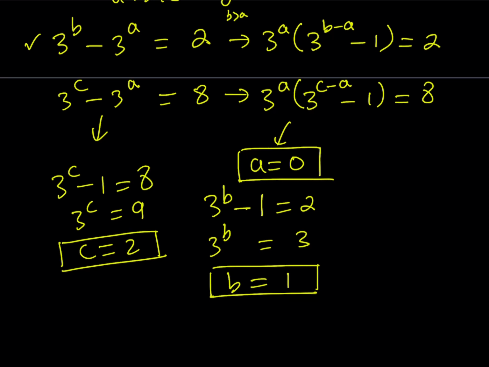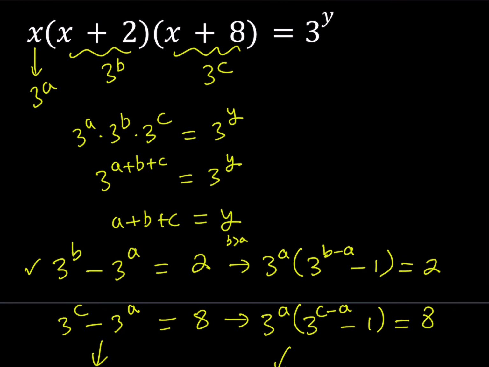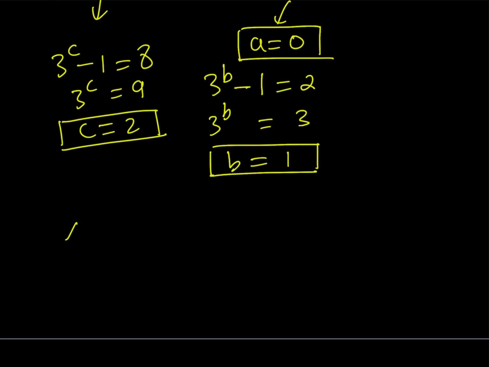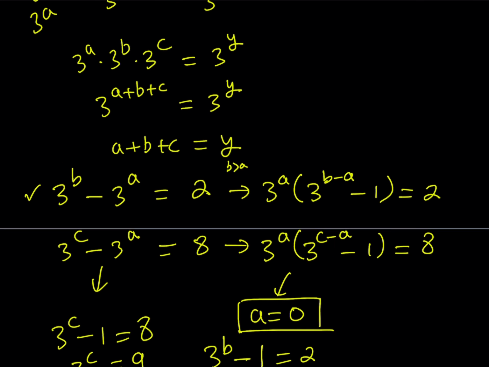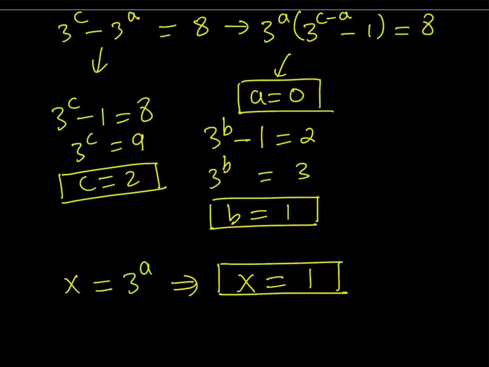But remember, our goal is not to solve for a, b, and c. Our goal is to find x and y. Let's go back and back substitute. We assumed at the very beginning that x is equal to 3 to the power a. Since a is equal to 0, this implies that x is equal to 1. Awesome. What about the y value? We said that y is equal to a plus b plus c, remember? So if I have the values of a, b, and c, I can just add them up and find the y value.